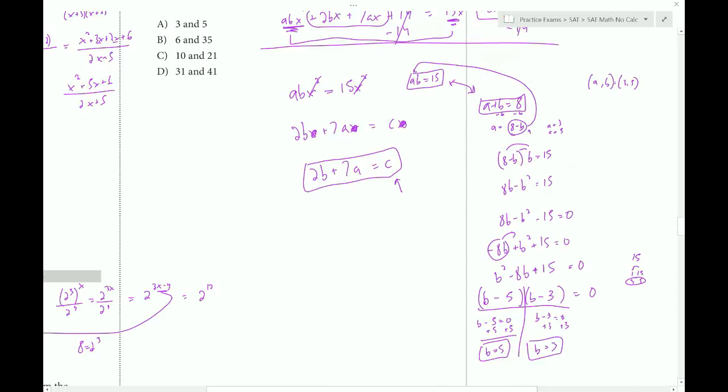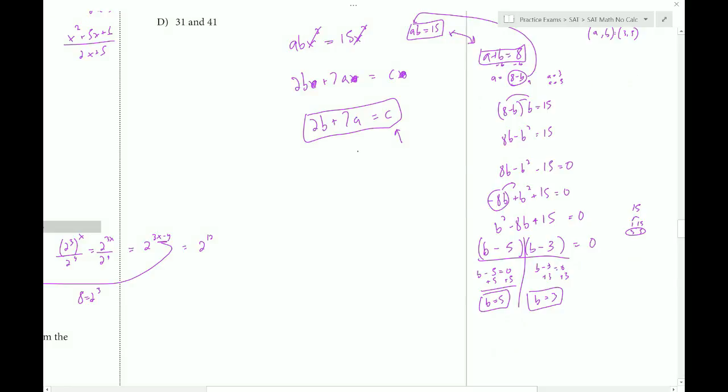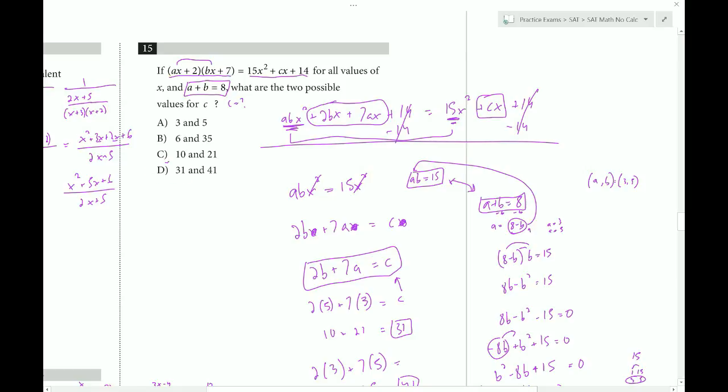Okay, so let's plug in the 3 and 5 in first for a and b. So 3 and 5. So 21 plus 10 is 31. Then if we plug them in the other way, with the 3 going here and the 5 going here, we'll get 6 and 35, which is 41. So our answers for C are 31 and 41 respectively, so we get choice D.